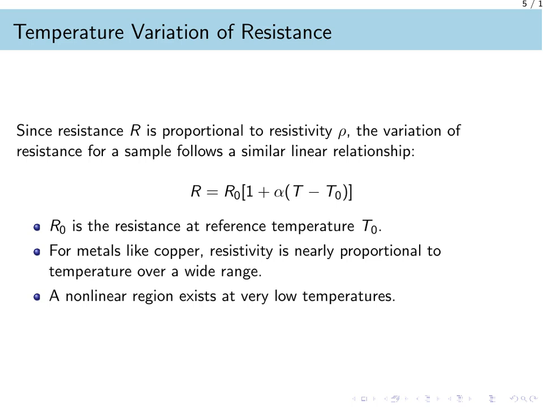of a material. Because electrical resistance is directly proportional to resistivity, the variation of resistance for a sample follows a very similar linear relationship. We can state that the final resistance equals the reference resistance multiplied by the quantity 1 plus the temperature coefficient times the change in temperature. In this case, the reference resistance is measured at the reference temperature. For many metals, such as copper, the resistivity is nearly proportional to the temperature over a quite wide range. However, it is important to note that a nonlinear region exists at very low temperatures near absolute zero.